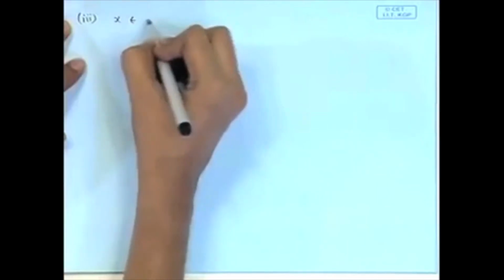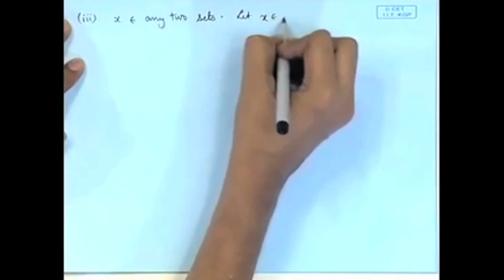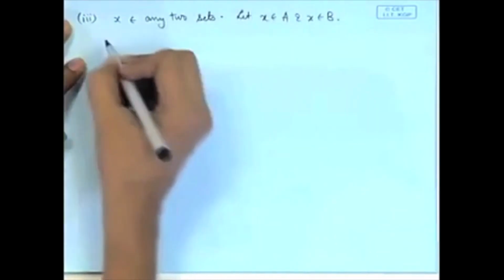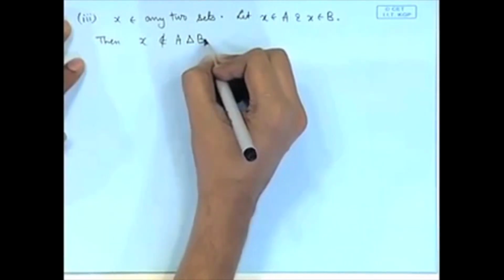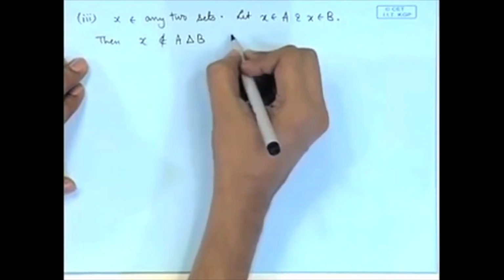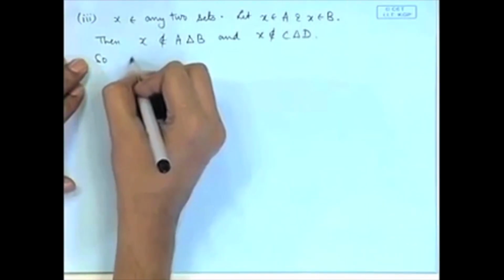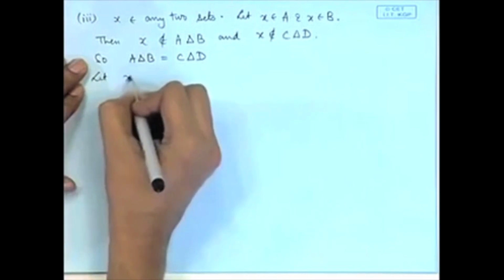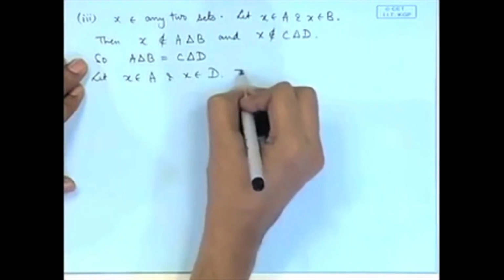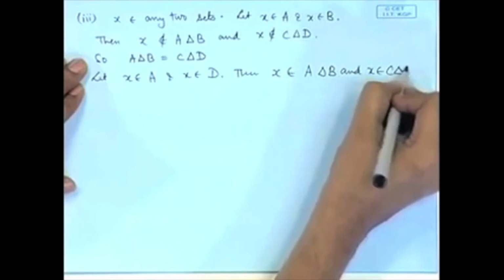If we consider x belonging to any two sets, let us take x belongs to A and x belongs to B, then clearly x does not belong to A delta B because the points which are common to both are excluded from the symmetric difference, and x does not belong to C delta D. So A delta B will be equal to C delta D. Let x belong to A and x belong to D. Then x will belong to A delta B and x will belong to C delta D.